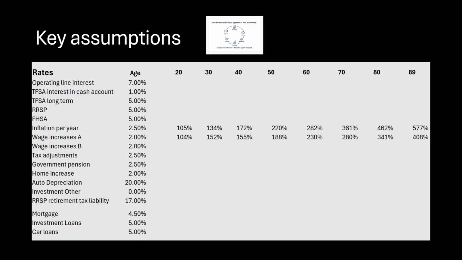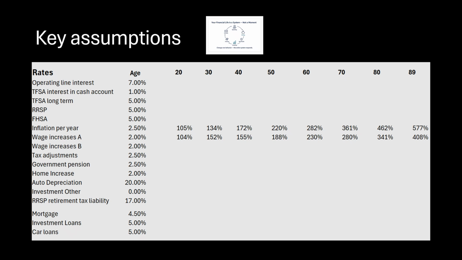Before running any long-term financial projection, you need a consistent set of assumptions. The table provided establishes those assumptions, the rules of the game, that determine how every asset, liability, and cost behaves over time. Think of this table as the engine underneath the simulation. Every number you see later, cash flow, net worth, tax liability, investment growth, flows from these baseline rates.